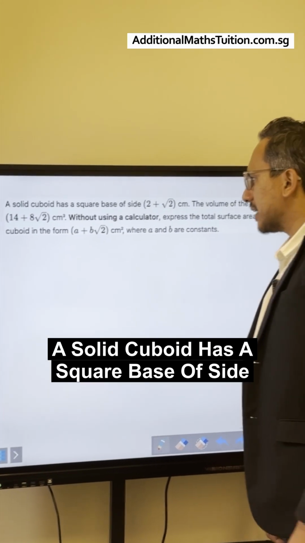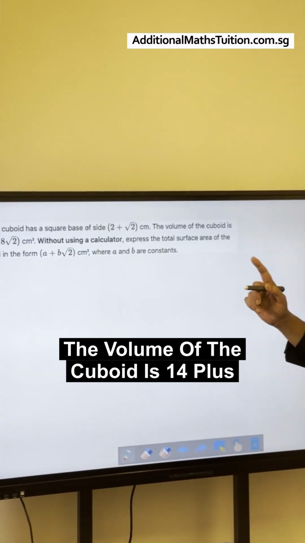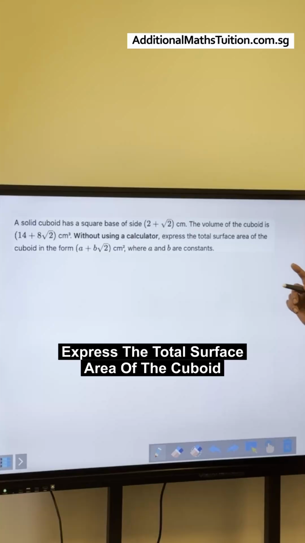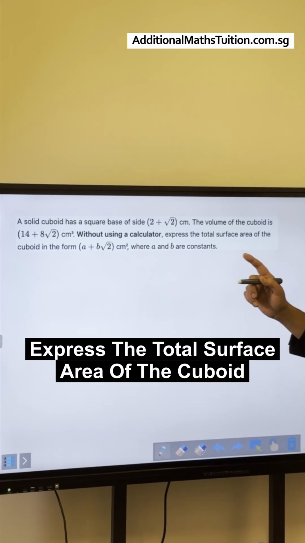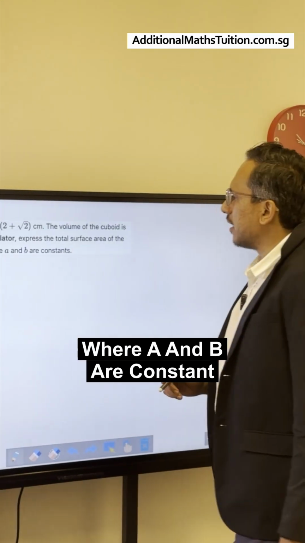A solid cuboid has a square base of side 2 plus square root 2 cm. The volume of the cuboid is 14 plus 8 square root 2 cm cubed. Express the total surface area of the cuboid in the form A plus B square root 2 cm squared, where A and B are constants.